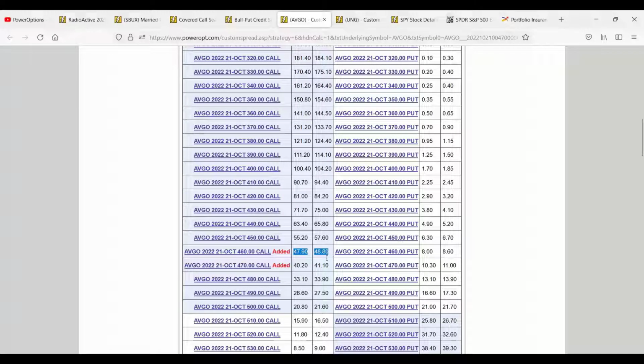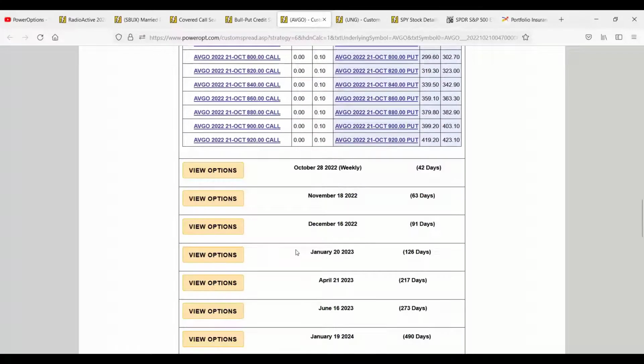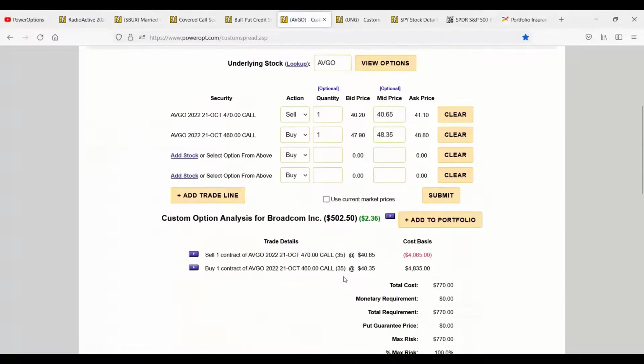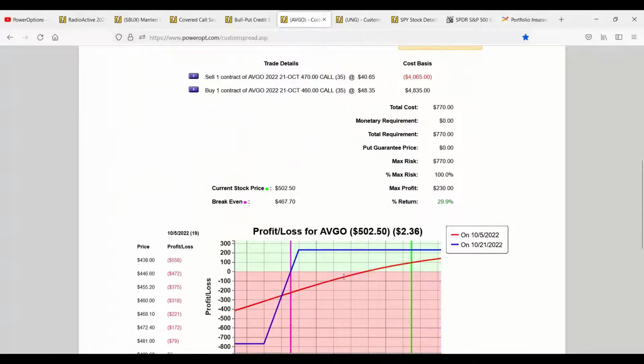Midpoints are actually pretty good. Only 90 cents for the in-the-money call, roughly about the same for the 470. So we're going to sell the 470, buy the 460. Bull call debit spread. And a little bit slightly less return in this case. 29.9 versus what we saw, 30.7 at midpoint. So in this case, I'd be more tempted to use the bull put credit spread.